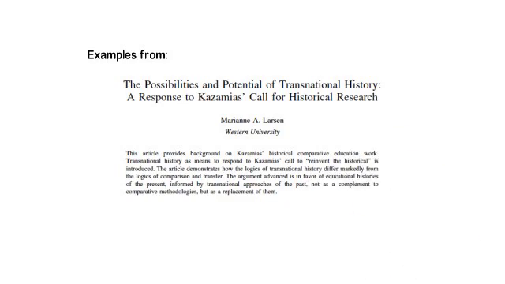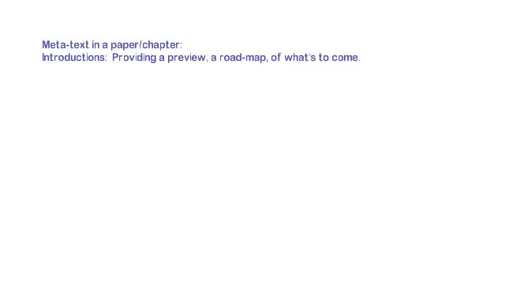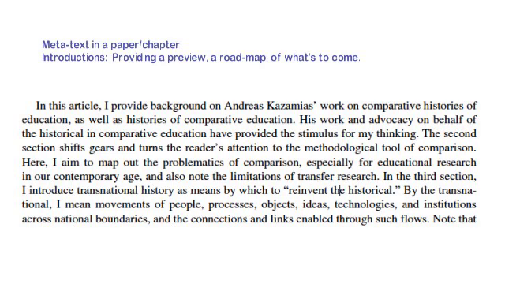I want to use this paper here as an example, and it might help if you could get a copy of the paper to look at where these things are happening in that original paper. So let's look at metatext in an overall paper or a chapter. And where we would find a lot of this would be in the introduction. So the introduction chapter or the introduction section. This is where we provide a preview, a roadmap of what's to come.